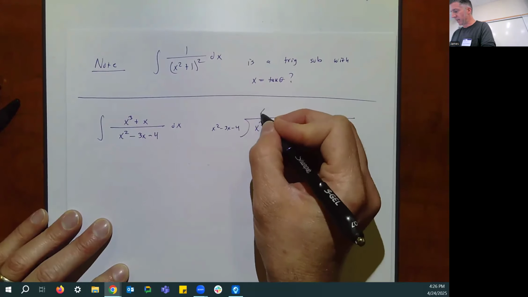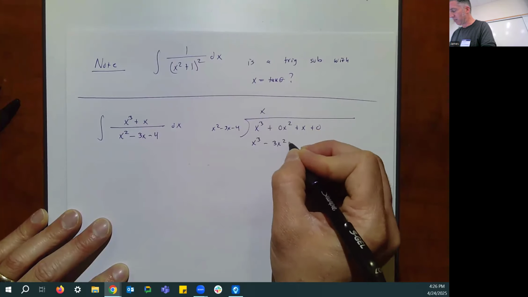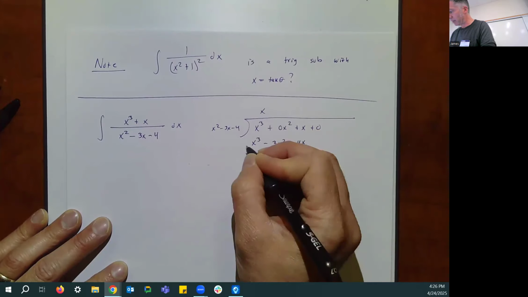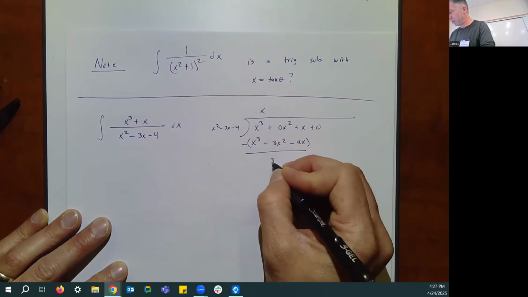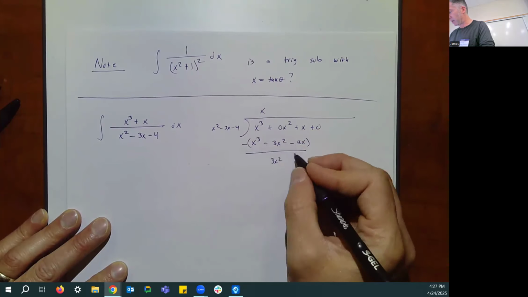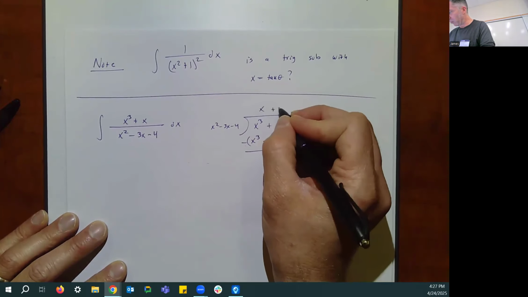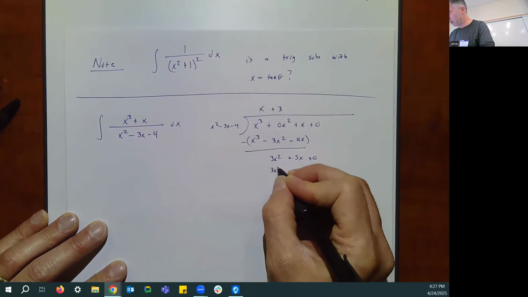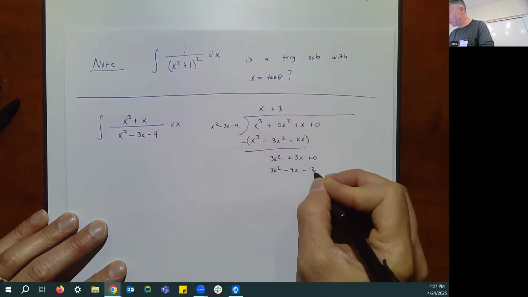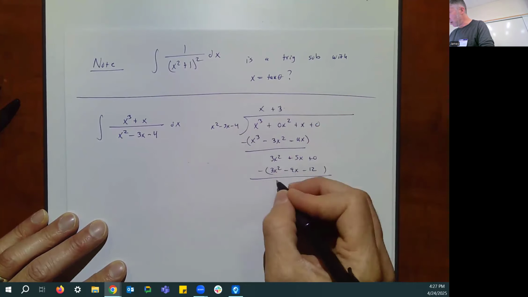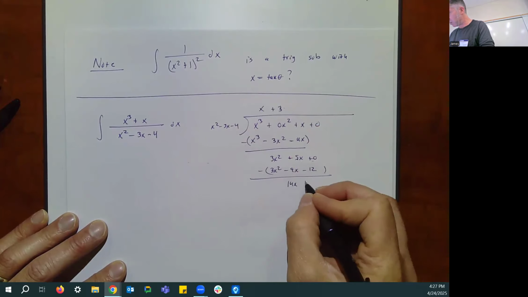Let's see, x times x squared is x cubed, so we get x cubed minus 3x squared minus 4x. We subtract. 0 minus minus 3 is positive 3x squared. x minus minus 4x is 5x. Bring down the 0, repeat the process. We need a 3 times x squared to give us a 3x squared. A 3 times negative 3x is negative 9x. And a 3 times negative 4 is negative 12. We subtract. 0. 5 plus 9 is 14x. 0 plus 12 is plus 12.